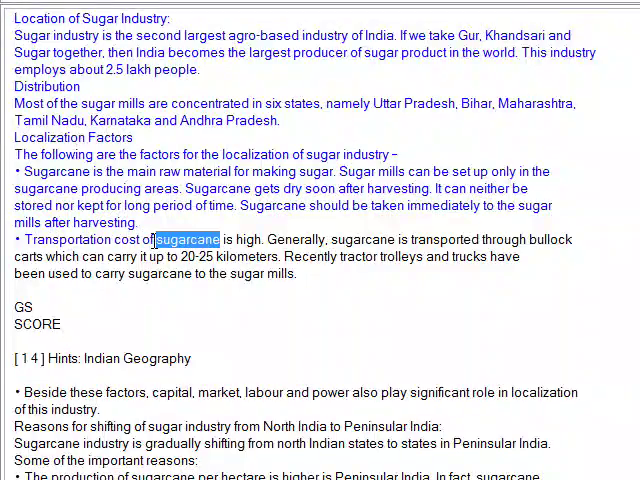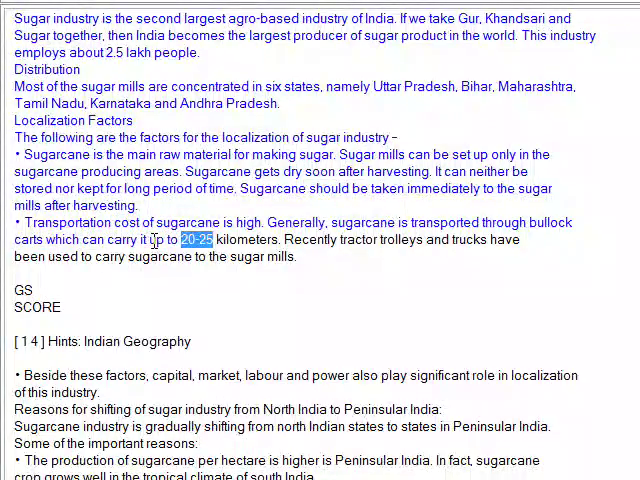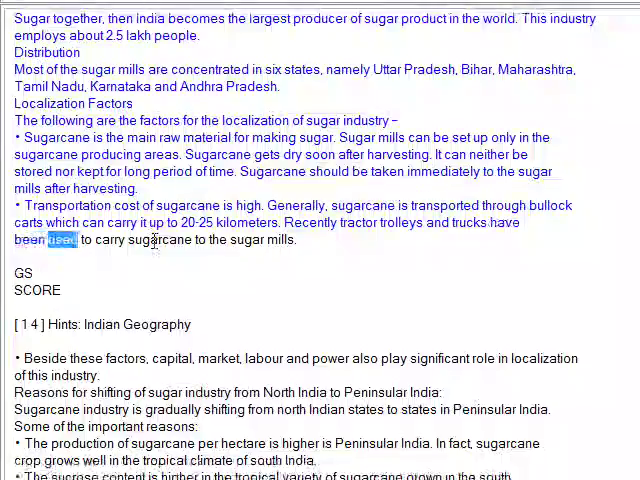Transportation cost of sugar cane is high. Generally, sugar cane is transported through bullock carts which can carry it up to 20 to 25 kilometers. Recently, tractor trolleys and trucks have been used to carry sugar cane to the sugar mills.